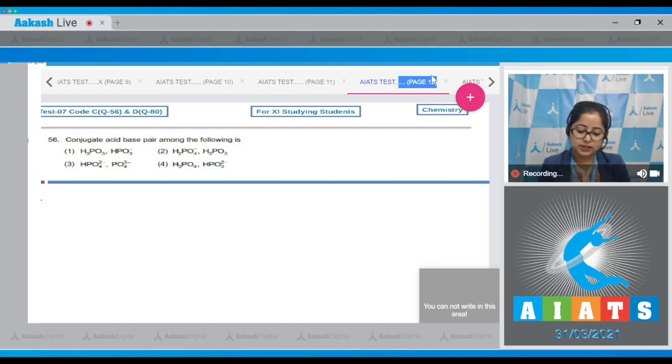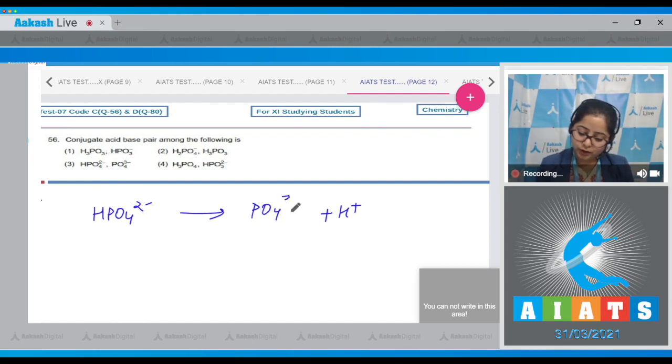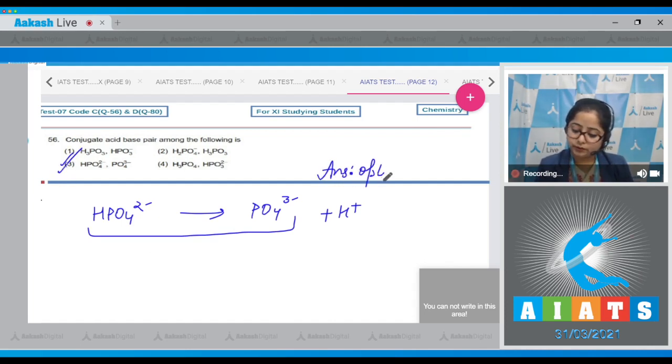Question number 56. Let's read it. Conjugate acid-base pair among the following is. Students, for this question, we need to know that a conjugate acid-base pair differs by one proton. We can clearly see that HPO4 2-, on giving 1 H+, forms PO4 3-. So these are the conjugate acid-base pair. That means the correct answer is option number 3.